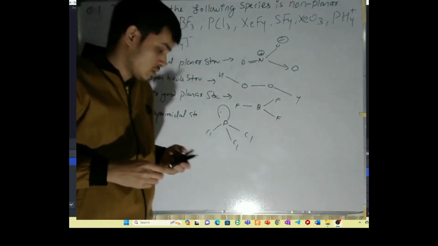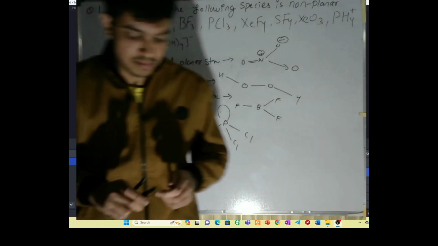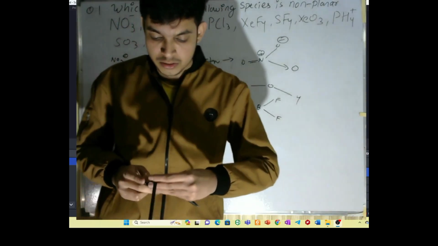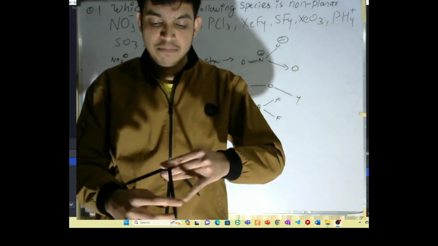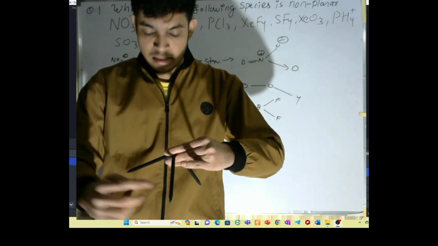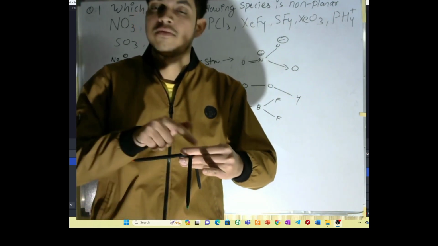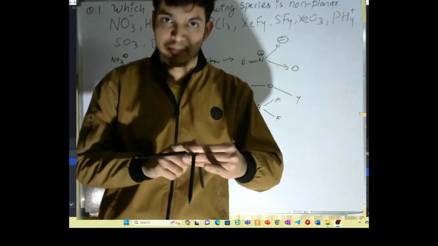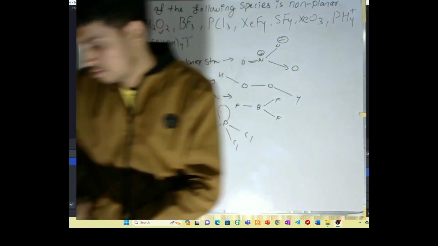Let's see whether all atoms lie in one plane or not with the help of this pen. This is the pyramidal structure. You can see that only three atoms can lie in one plane, that is chlorine, chlorine, phosphorus. But this chlorine atom cannot lie in one plane. So this is also an example of non-planar structure.